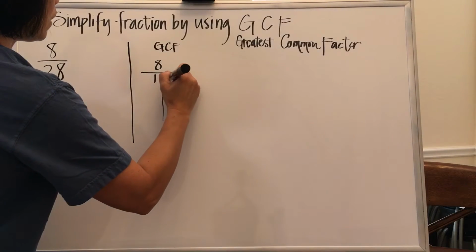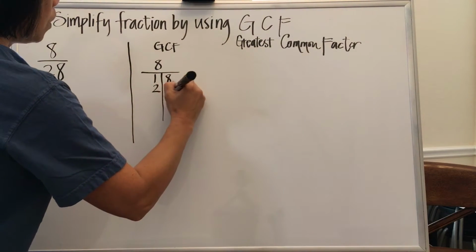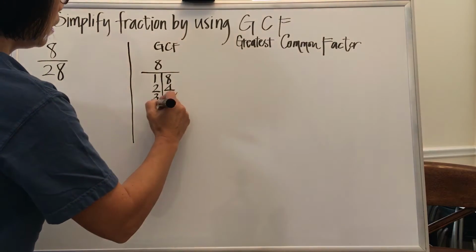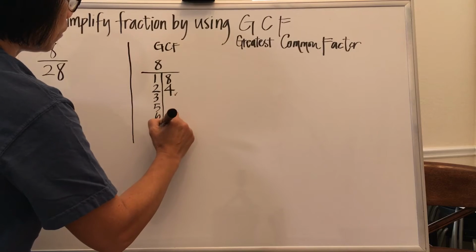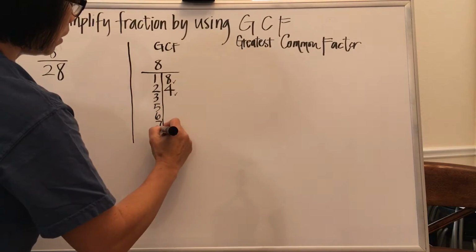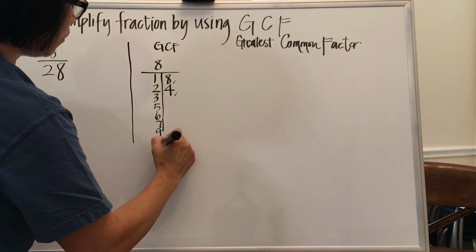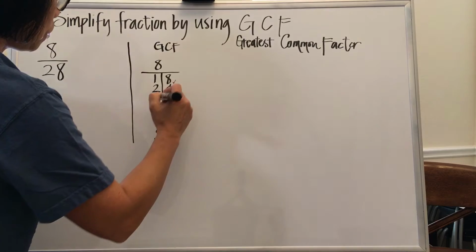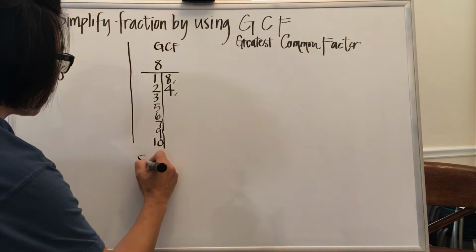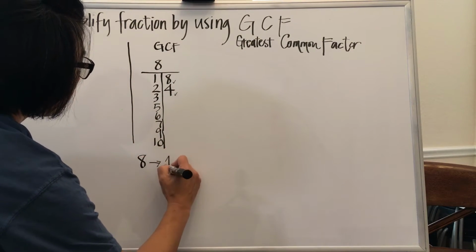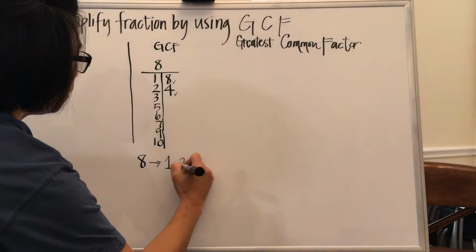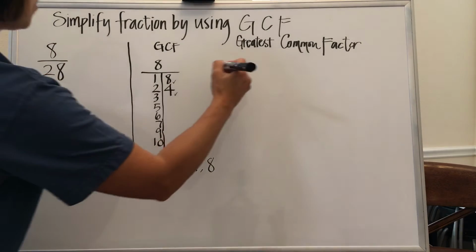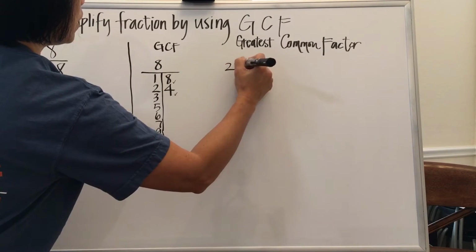So I know 1 times 8 is 8, 2 times 4 is 8, 3 does not work, 4 is already here, 5, 6, 7, 8 is already here, 9, 10, none of those are going to have factors that I can multiply to make 8. So therefore, I'm going to list out the factors of 8, which is 1, 2, 4, and 8. Now, next step, I'm going to look for the factors that make 28.